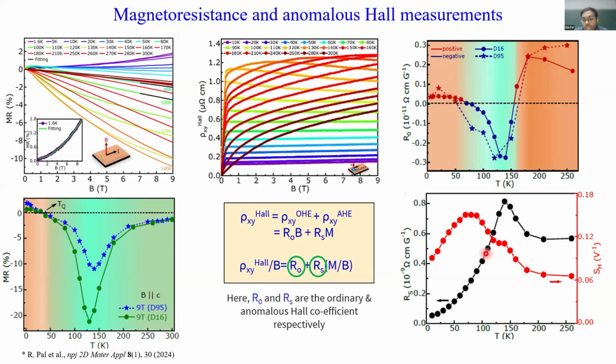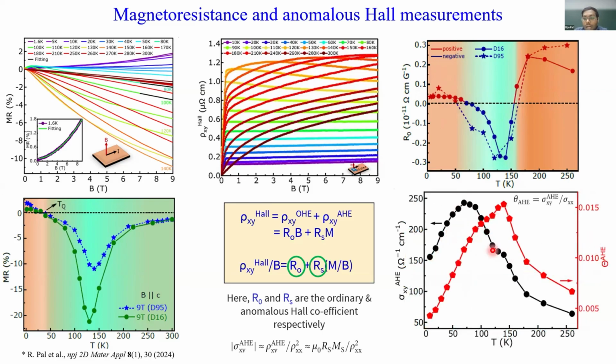We have also seen from the anomalous Hall effect that the anomalous Hall coefficient and anomalous Hall conductivity are maximum near the spin orientation transition. Also, there is a definite temperature dependence of the anomalous Hall conductivity, and from our analysis we have found that the side-jump scattering mechanism is responsible for this anomalous Hall effect.